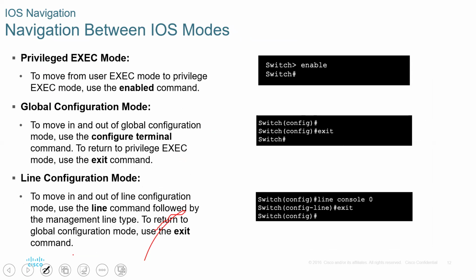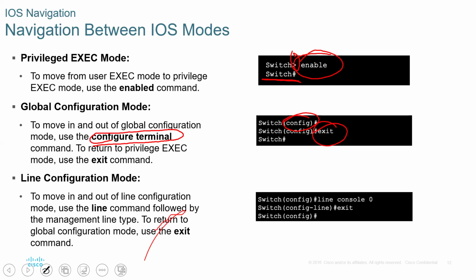If you are in user mode and you want to move to privileged exec mode, you just type the enable command. It will automatically bring you to the privileged executive mode. From the privileged executive mode, if you want to enter the global configuration mode, all you need to do is type the command configure terminal. It will automatically bring you to the global configuration mode. If you want to go back, just type the word exit.